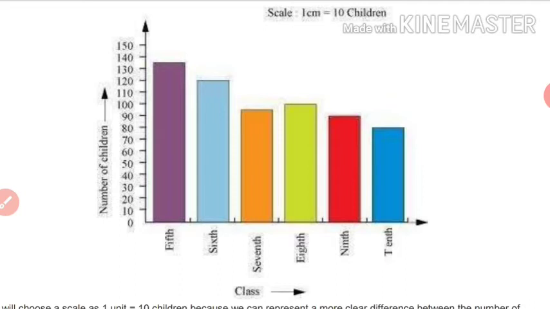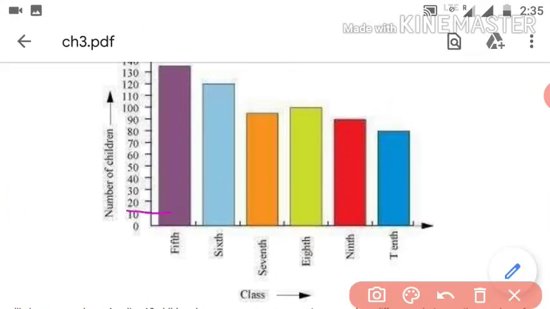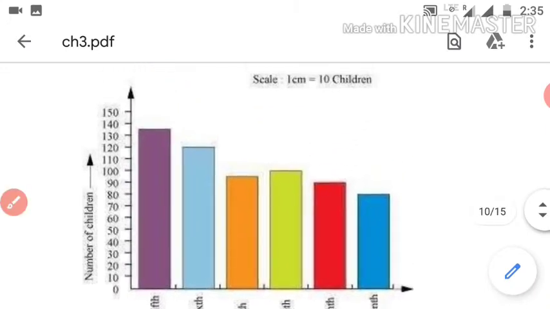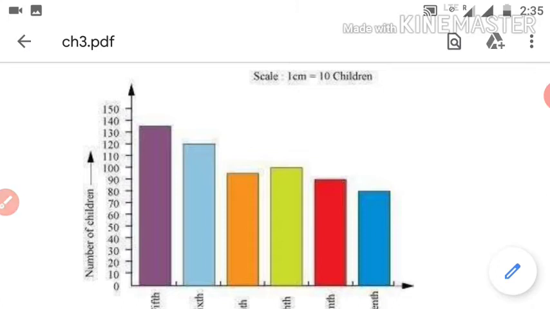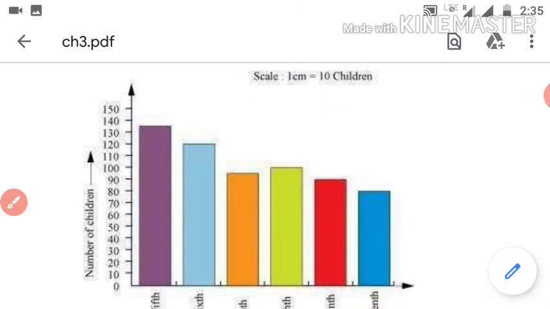So here how you will choose the scale? You have to draw the graph in this way. You have seen the graph, isn't it? In a graph you can see small squares. So I have taken the small square as how much? Small square 0 to 10 means I have taken 10. Okay, 1 centimeter is equal to how much? 10 children. For 1 centimeter we are taking 10 children.